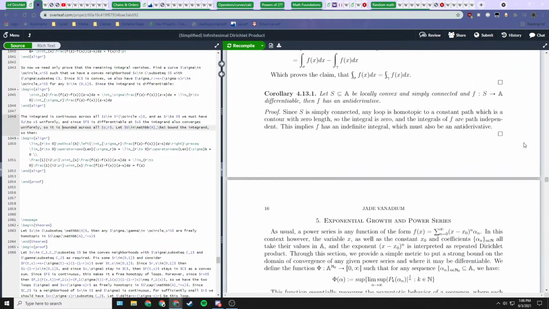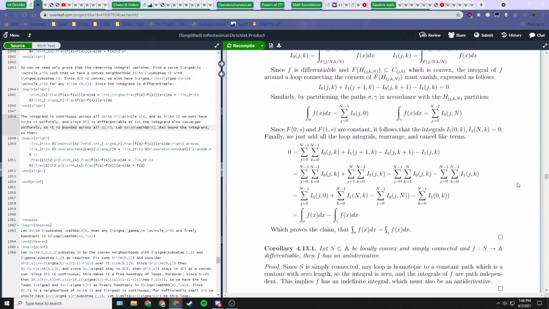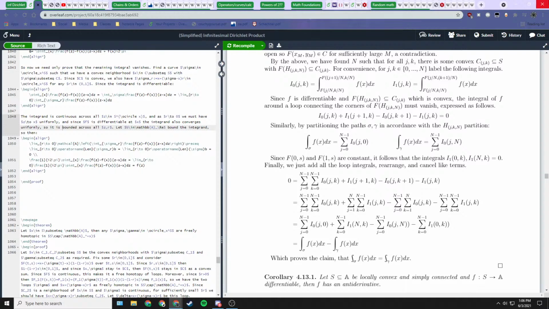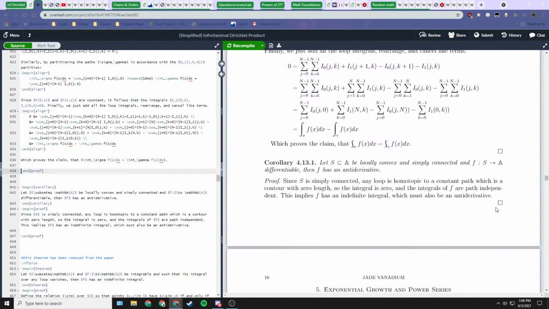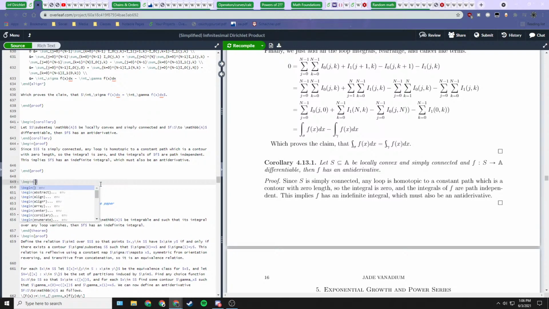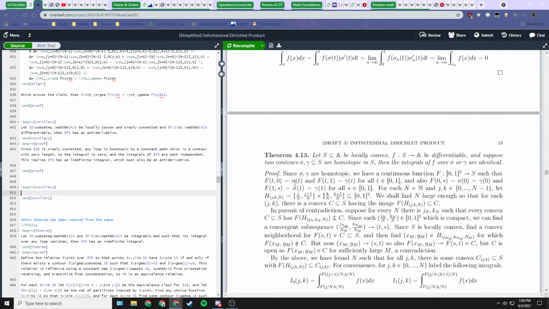I think we can add this as a corollary. It says that A is convex, simply connected, and so on. Okay. Yeah, let's try that. So we can say, and instead of having this corollary, let's do a second one.